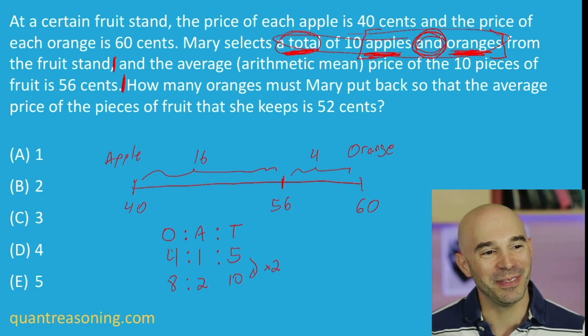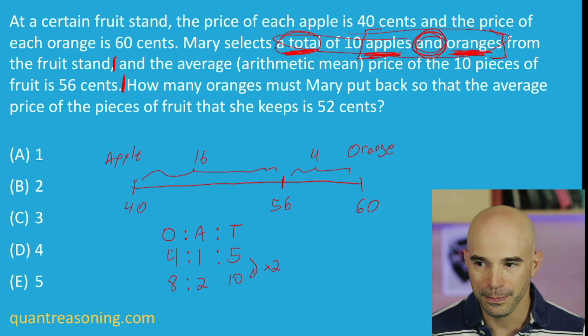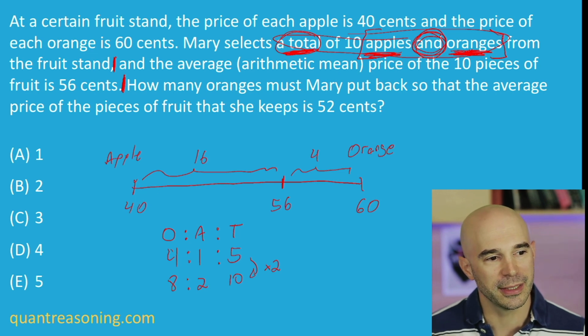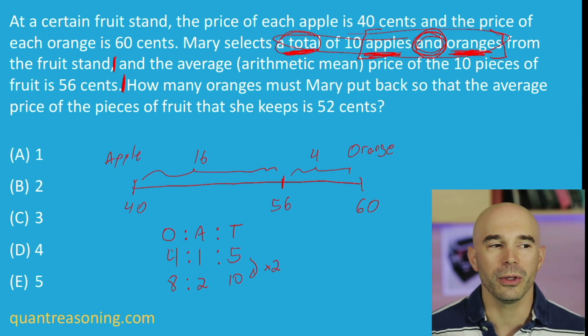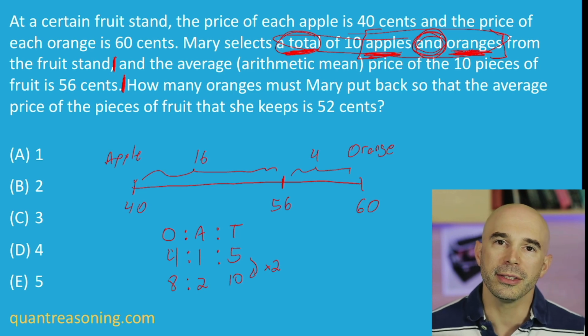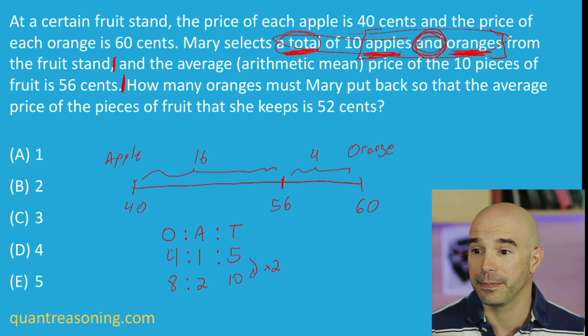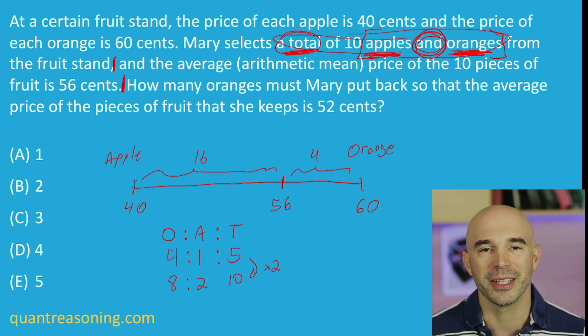How many oranges must Mary put back so that the average price of the pieces of fruit that she keeps is 52 cents? So now we no longer know the number of oranges, because she's going to be putting back some unknown number of oranges. We also no longer know the total number of fruit that she'll have, because that's going to be 10 minus whatever the answer is. 10 minus however many oranges she puts back.